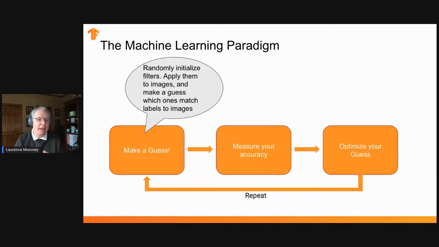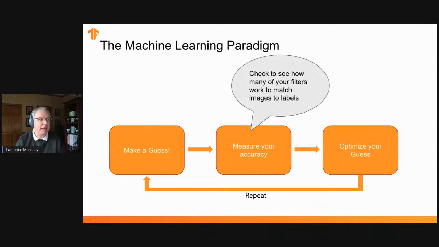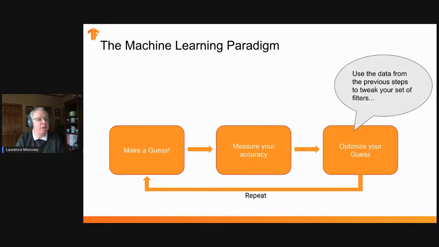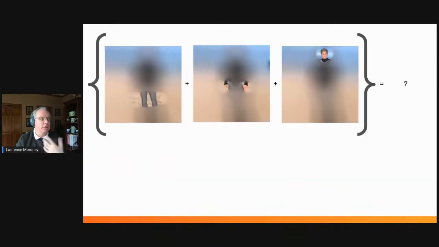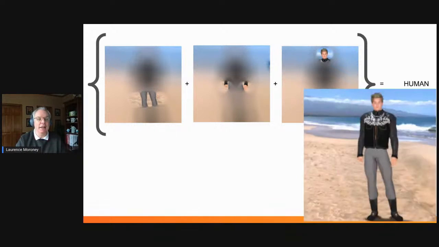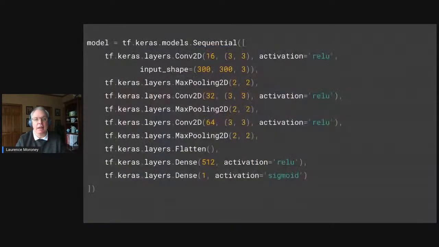Remember, when we're training, I've given it a whole bunch of images to say, this is what a human looks like, this is what a horse looks like, and then it can match based on its filters with the ones that it already knows. Then we can measure the accuracy by matching the images to the labels. Then we can use the data from those previous steps to tweak our filters and then go on and repeat and repeat and repeat. So over time, when it sees something like this, it'll realize that it's a human and that this is the image that was actually underlying it.